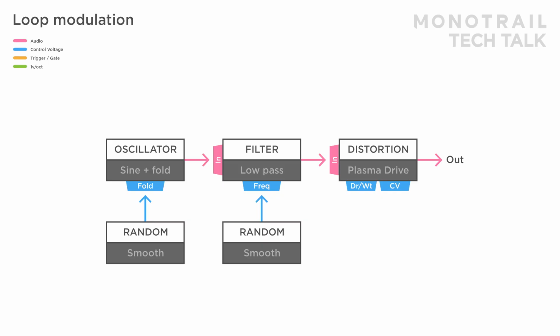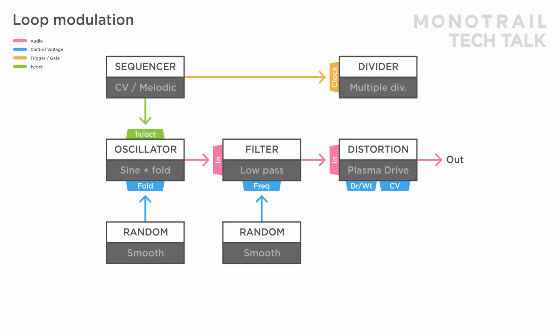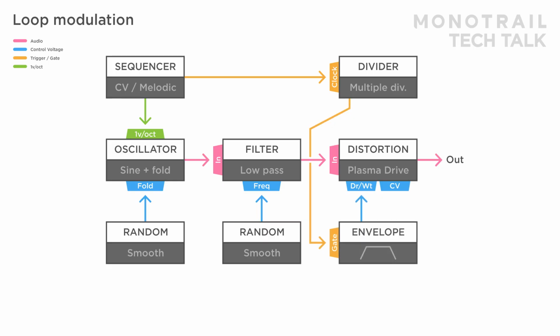The sequencer's clock is driving a clock divider with multiple gate outputs. One gate is used on an envelope modulating the dry-wet mix, and another gate is used to modulate the CV input directly. This creates rhythmical variations of distortion.